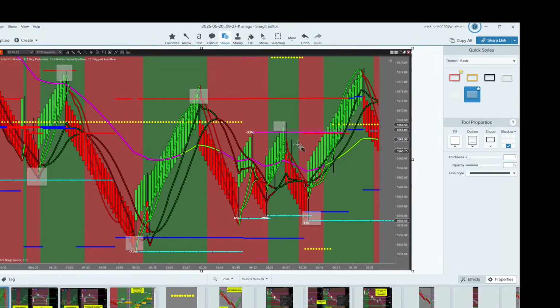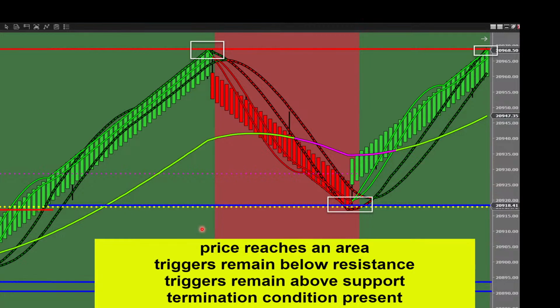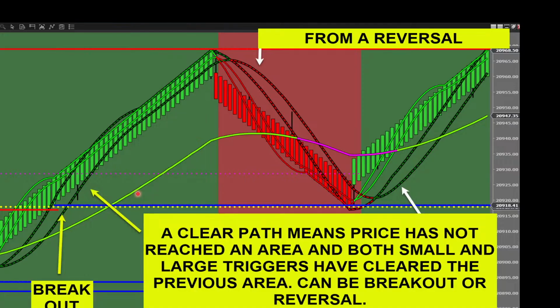Guys, more often than not, you're giving away your advantage, you're giving away your edge if you trade into these areas. So wait for the clear path. That's the easiest thing to do. And a clear path just means that your trigger lines are no longer at the point of trouble.